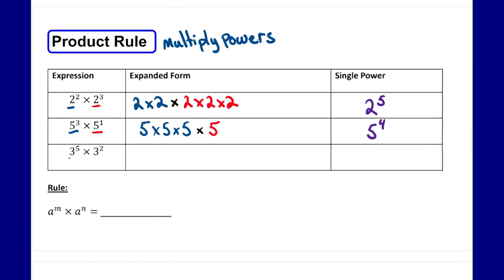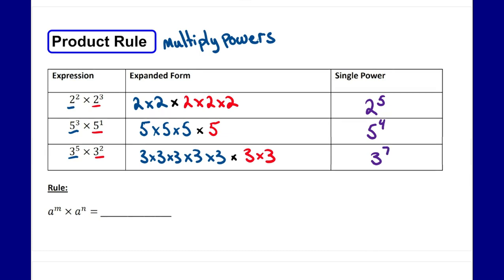And if I look at the final one, 3 to the power of 5, that's 3 times 3 times 3 times 3 times 3, and then multiplied by 3 to the power of 2, which is 3 times 3. It's all a bunch of 3's together, so I can write it as a single power with a base of 3 and an exponent of 1, 2, 3, 4, 5, 6, 7. So 3 to the power of 7.